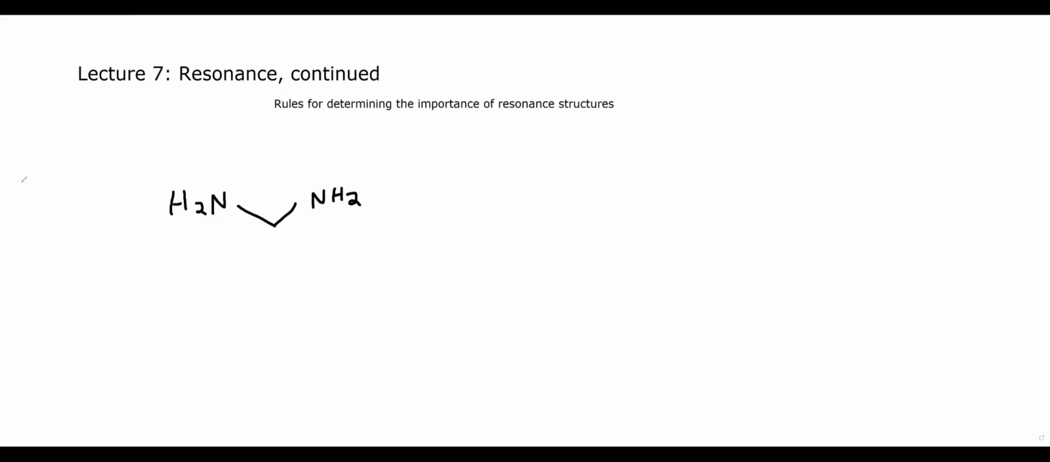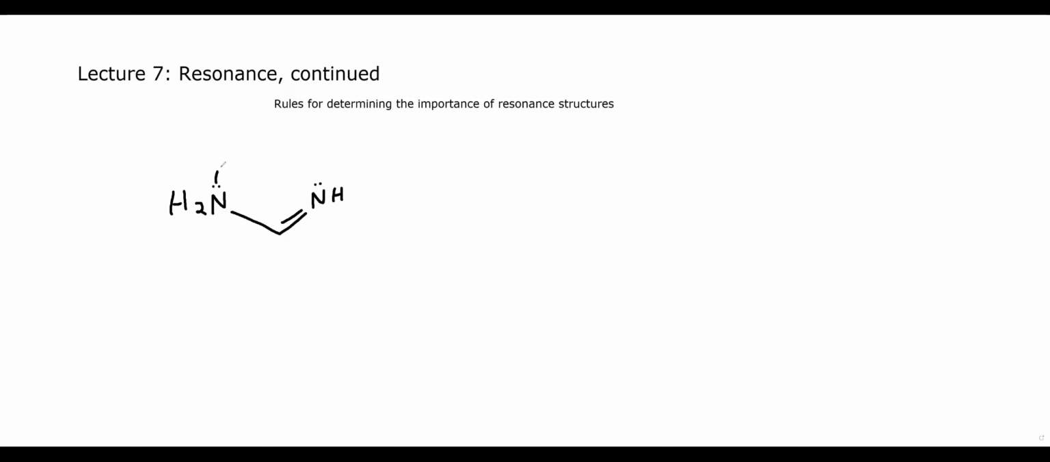Actually, that will be an NH there with a double bond. Okay, let me make that a little cleaner. So we have one carbon with an NH2 and an NH. We have a double bond there. So how can we draw a resonance structure of this?